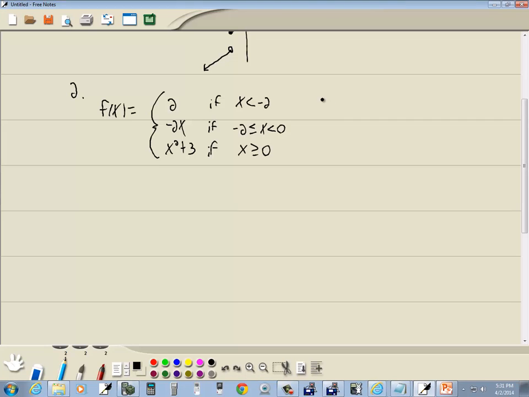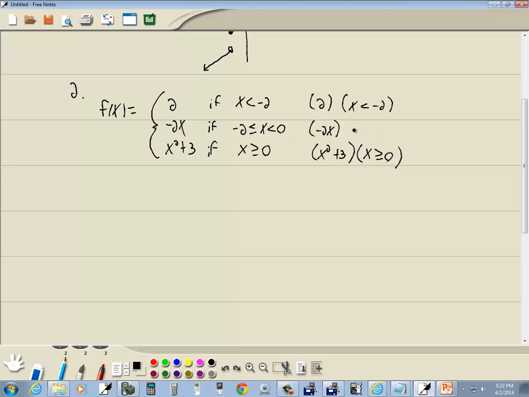Again, I'm going to put parentheses around each piece, so I'll put parentheses around 2, parentheses around negative 2x, parentheses around the x squared plus 3. I'll put parentheses around the x is less than negative 2, and down here I'll put parentheses around the x is greater than or equal to 0.